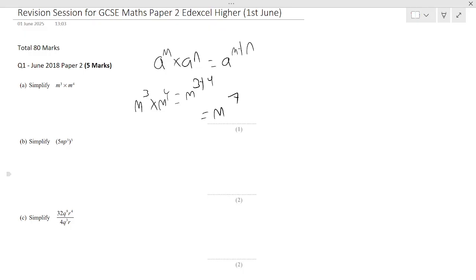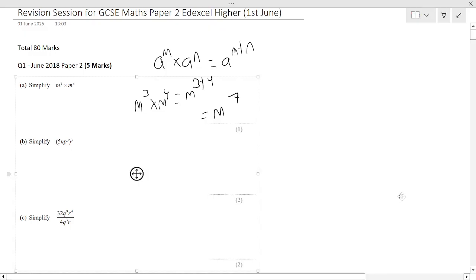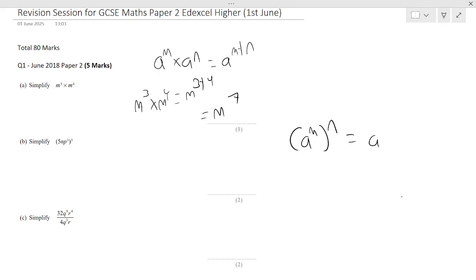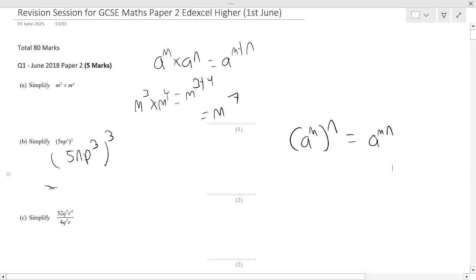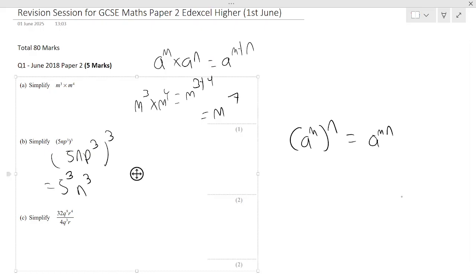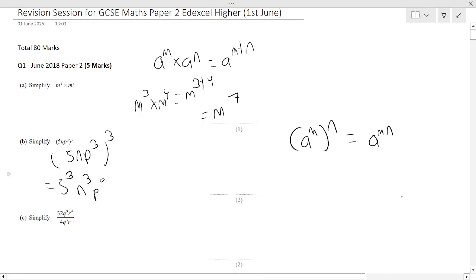Part B is simplify this whole bracket raised to the power 3. Again, if you have a to the m in brackets raised to the power n, you multiply the powers, so a to the m times n. In this case, we have 5np cubed, which is all raised to the power 3. So by this power law, we raise everything to the power of 3. That's going to be 5 cubed, n cubed, because obviously that's n to the 1, and 1 times 3 is 3. And then p cubed, 3 times 3 is 9.